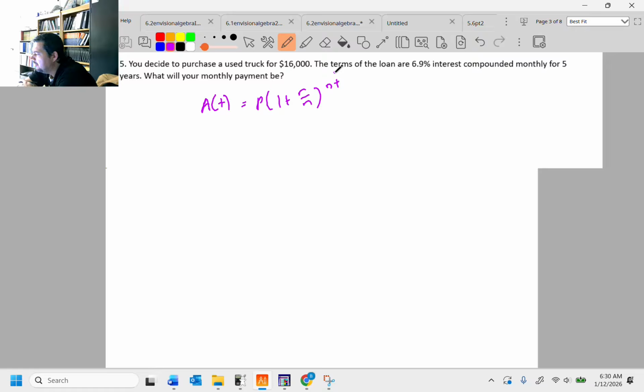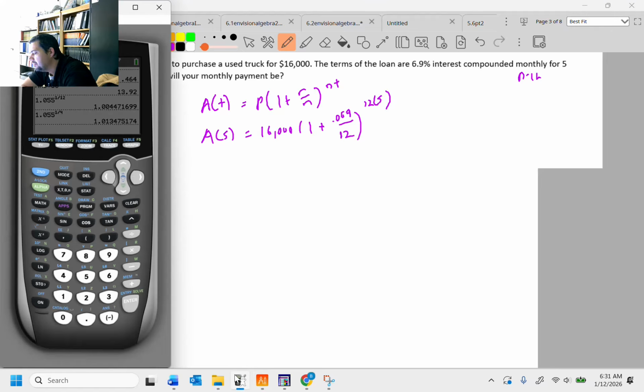Now, I want to know what I owe in 5 years. So, the time is 5. The amount in 5 years is the principal of $16,000. The rate of interest is 0.069, and that's sitting over n. And it's compounded monthly, so n is 12. It's raised to the nt. It compounds 12 times for 5 years. Then we go push some buttons.